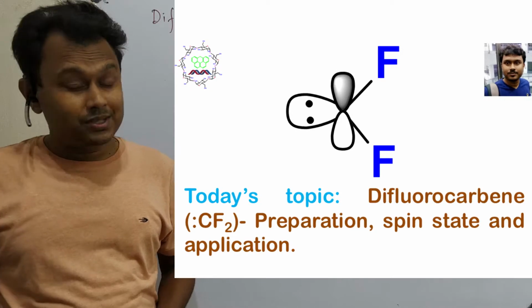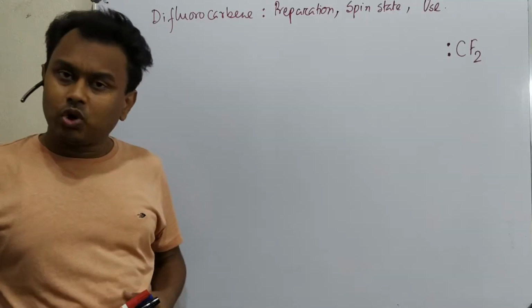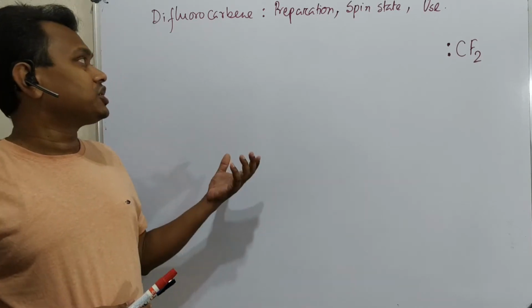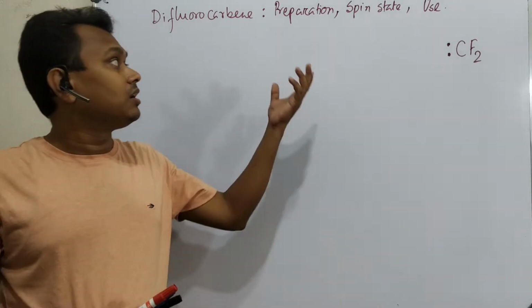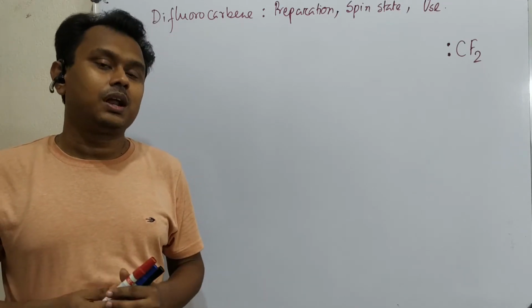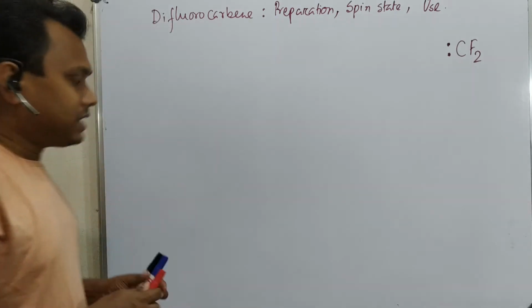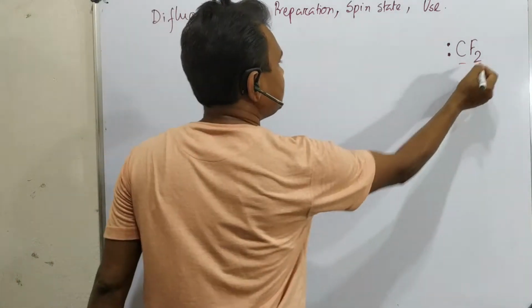So today we are going to learn an interesting topic, that is difluorocarbene. I believe this is quite a new topic, so let's learn. Today we shall discuss mainly its preparation, spin state, use, and most importantly, during synthesis we will learn a concept, that is decarboxylative elimination. Okay, so let's start. Difluorocarbene, as you can see, this is CF2.